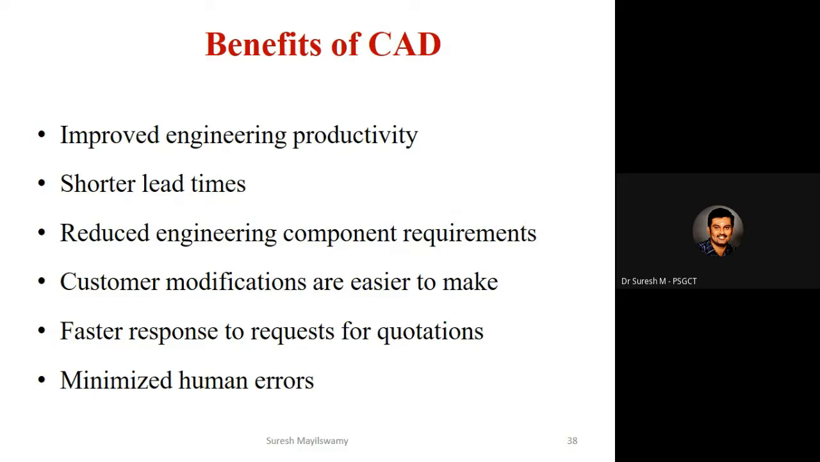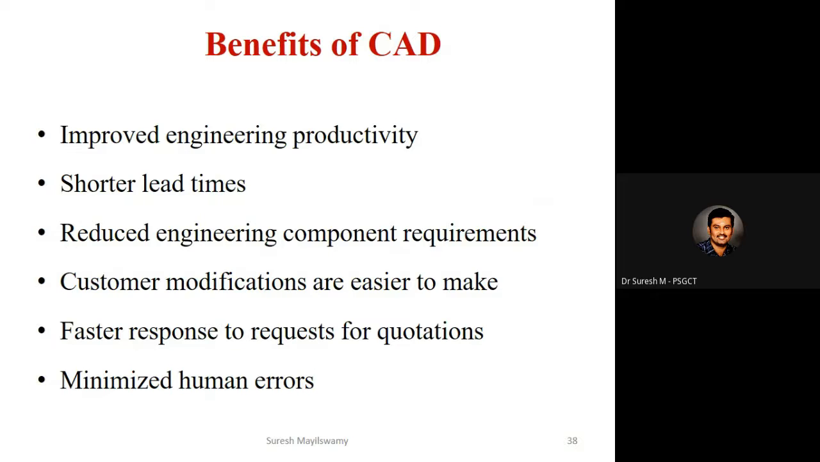If lead time is reduced, automatically productivity will be increased. Reduced engineering component requirements. So suppose we are doing a manual design, there is a possibility to add a few more components. So a software system can eliminate a few requirements of the component. Modifications are easier to make. Suppose a customer expects something different from our detailed design, then we can do the modification easily by using the software systems. Addition and deletion is very simple in the CAD system.